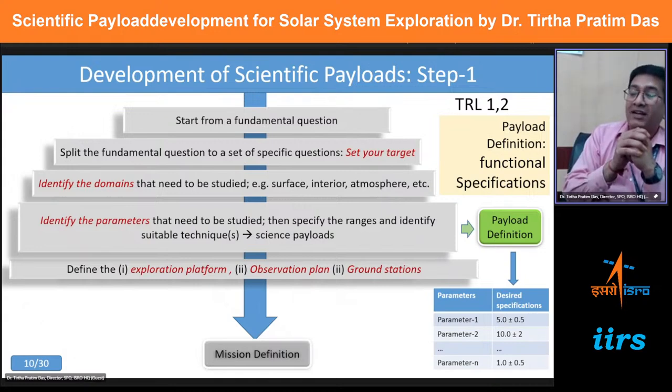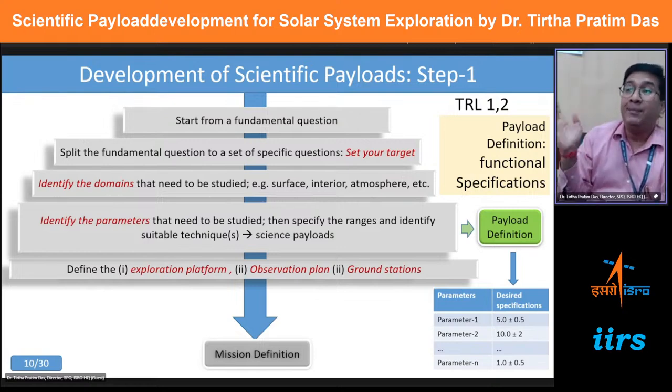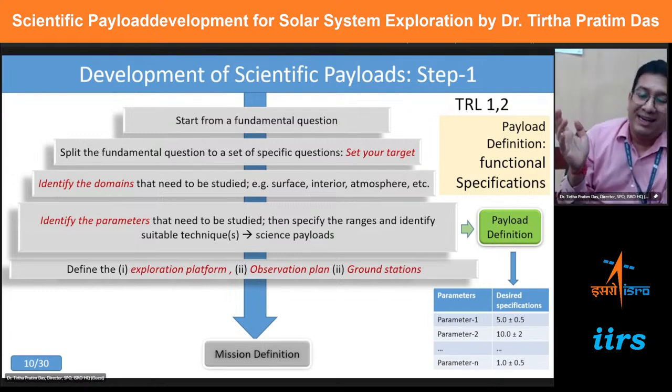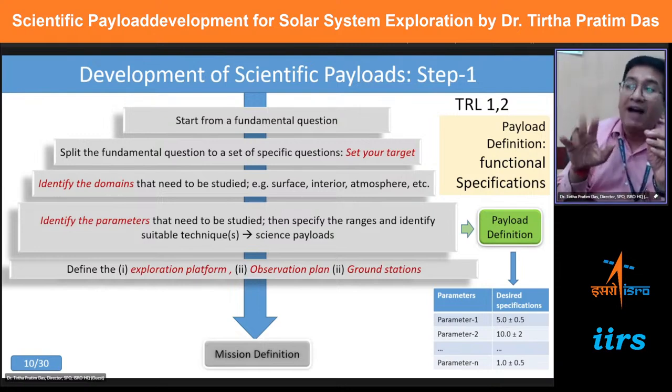So development of scientific instrument, step one. This step one, what I am telling, is not TRL one, okay? Step one, whatever I have described here, is absorbed in TRL one and two. So the step one is you are defining the payload. The functional specifications of the instrument you are defining. Functional specification, what do they mean? I will tell you what they mean.